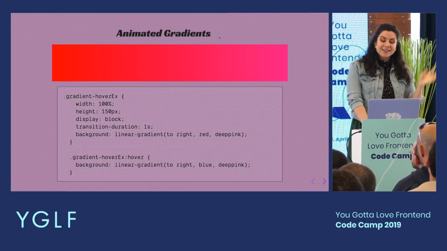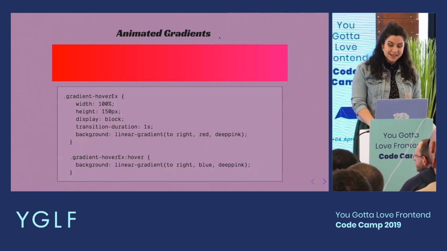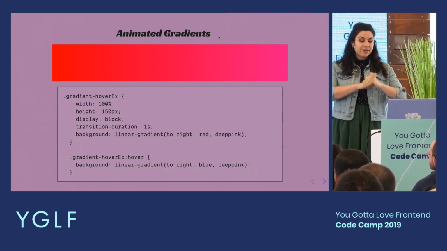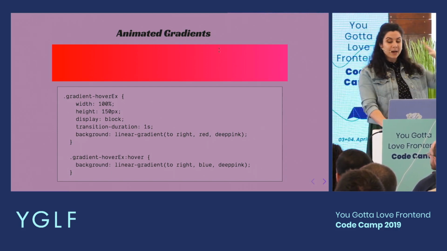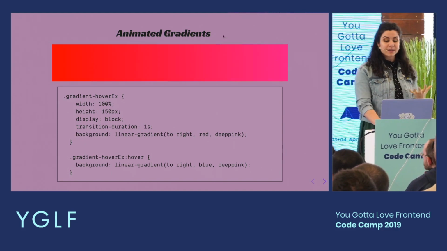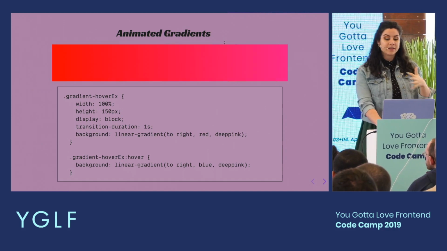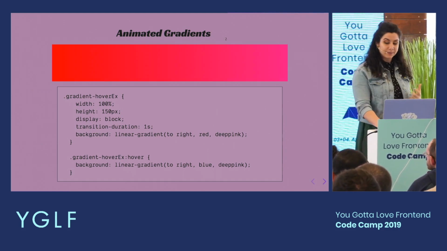Animated gradients are another example of something that we don't currently have the ability to do in CSS. Here I have a gradient going from red to pink, and I want to update that to go from blue to pink, but the browser doesn't understand how to interpolate these values because it's just reading them as strings, and there's no semantic meaning to them right now.